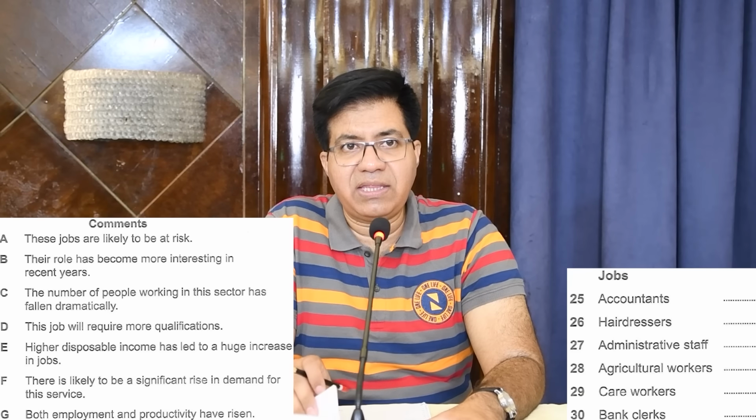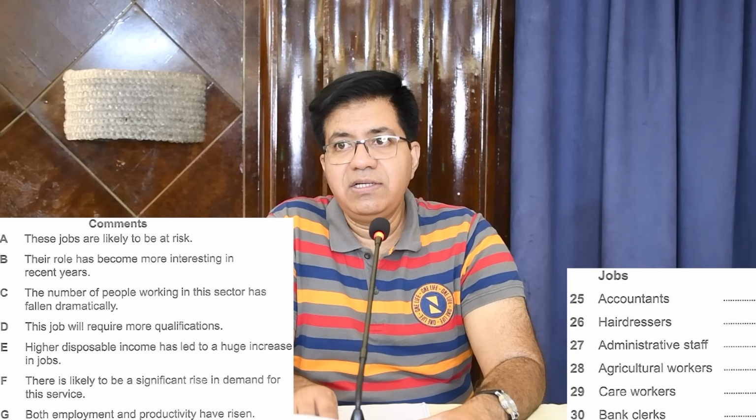Technology will make their jobs redundant. When some job is redundant, it means that profession is finished. So that is option A. These jobs are likely to be at risk. Okay. We call them at-risk jobs. All right. Now we've got part 4.